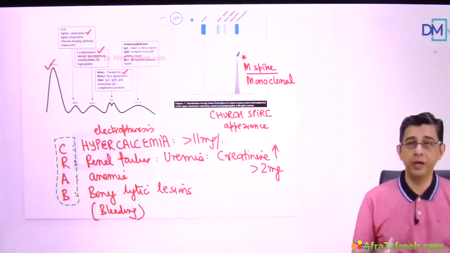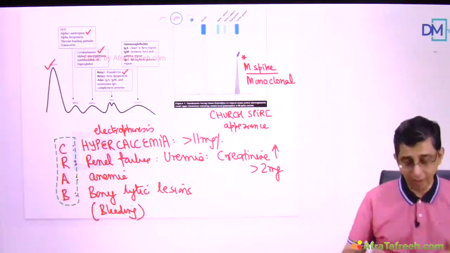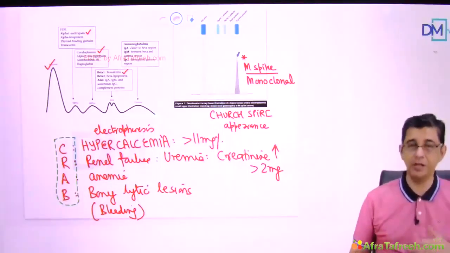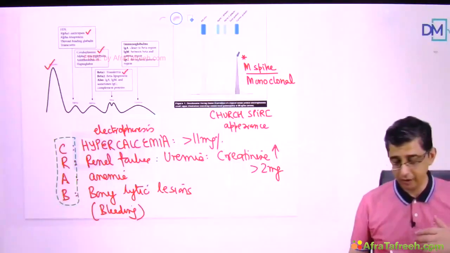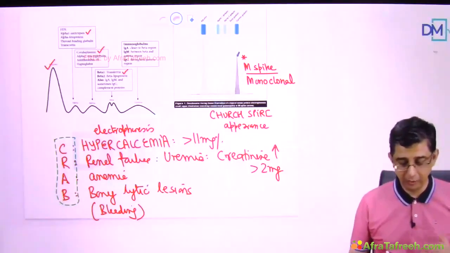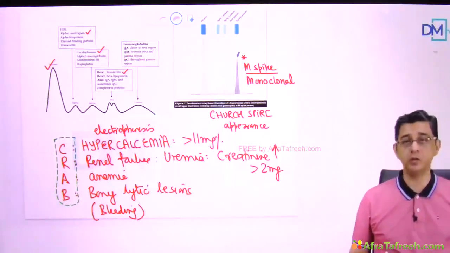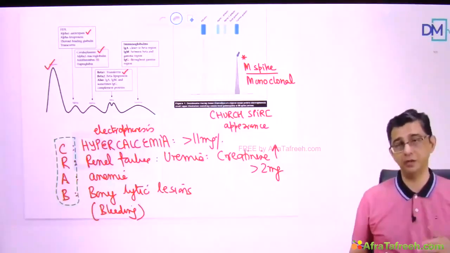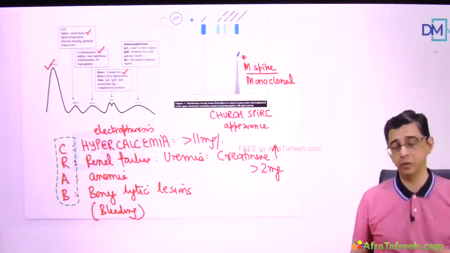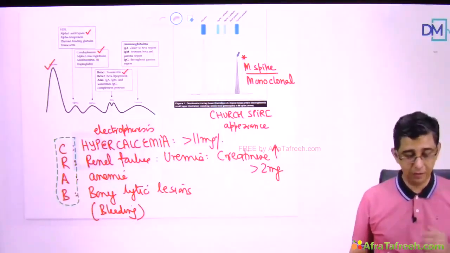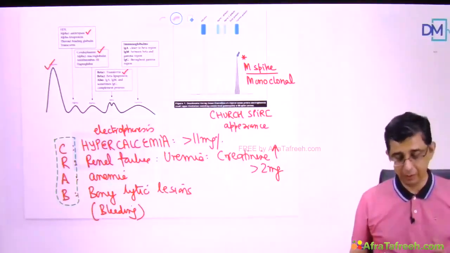So he's used the term myeloma defining events, which means that if any of these manifestations are present: calcium more than 11, renal failure exhibiting creatinine more than 2, development of normocytic normochromic anemia, or lytic lesions, if any one of these is present in a patient with an M spike and bone marrow plasmacytosis, it is sufficient for diagnosis of multiple myeloma.